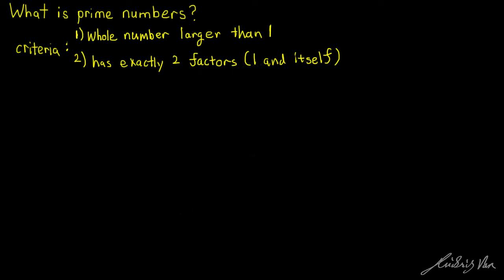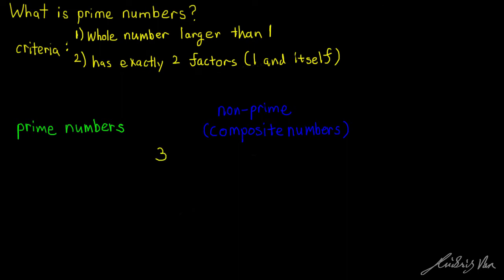So what are some examples of prime numbers and non-prime numbers, or what we call composite numbers? Let us take a look. For example, the number 3. What factors does it have? 1 times 3 will give us 3. So it has only two factors, 1 and itself. So 3 is actually a prime number.